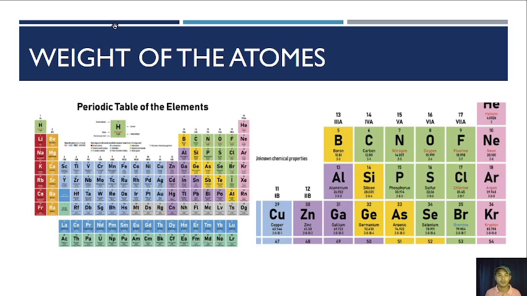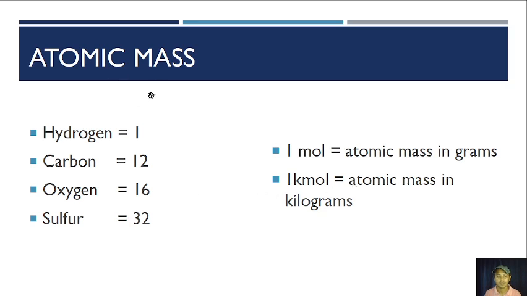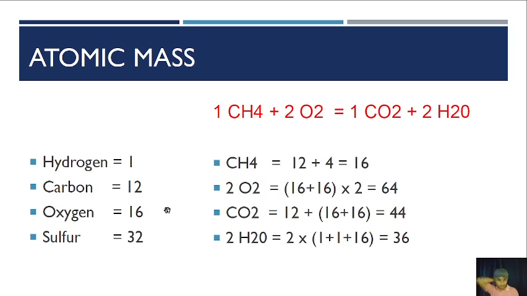Okay, so we have the different weight of the atoms on our periodic table of elements. So atomic mass for hydrogen is 1. 1 mole is equal to atomic mass in grams. 1 kilomole is equal to atomic mass in kilograms. So hydrogen has 1, carbon has 12, oxygen has 16, and sulfur has 32.